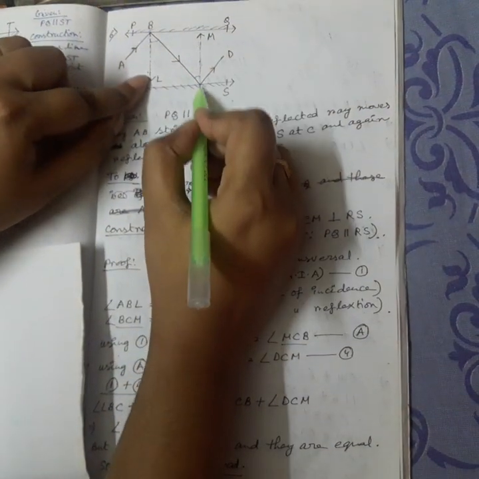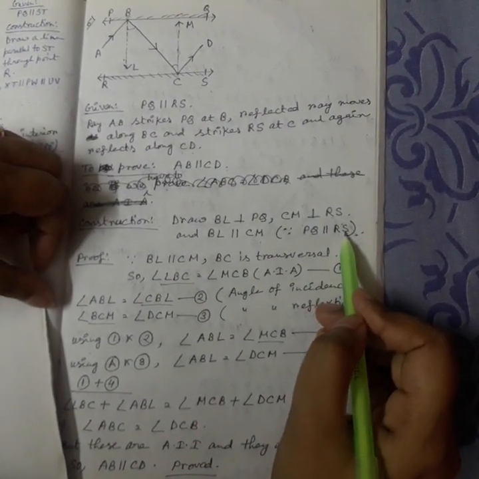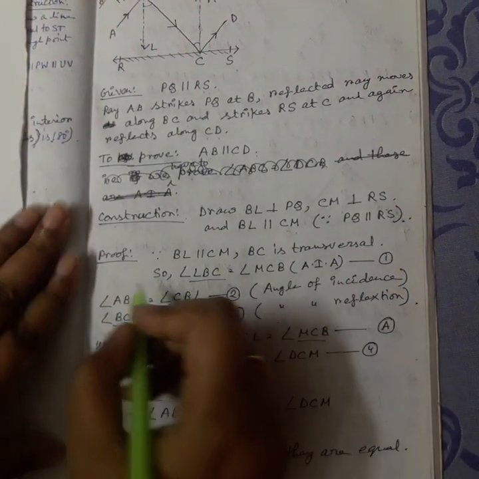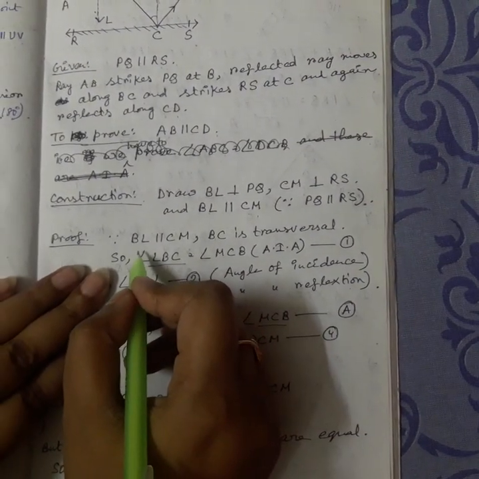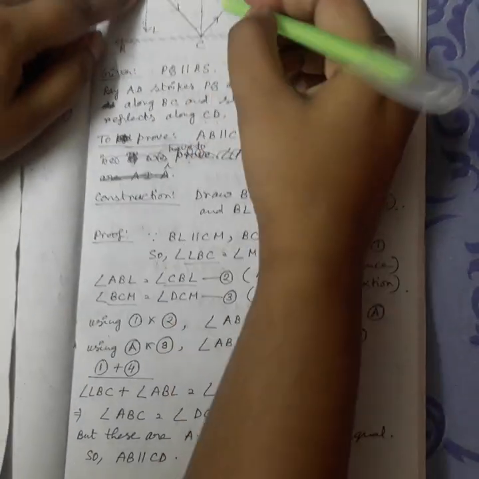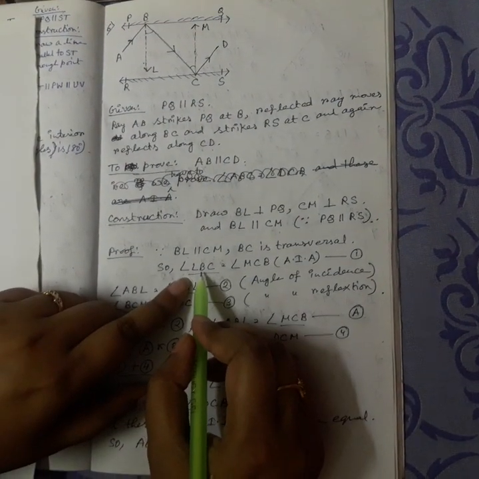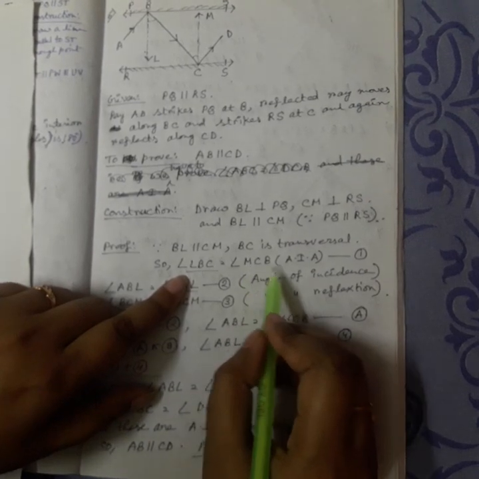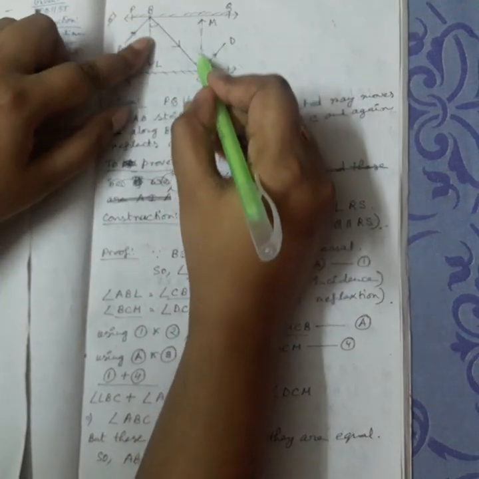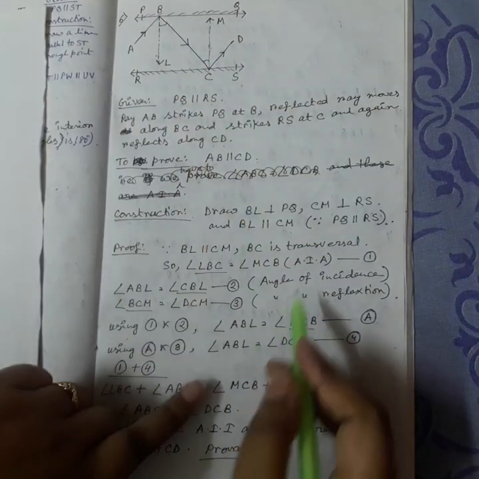So if these two are normal, that means BL is parallel to CM, that is also we have written. Since PQ is parallel to RS, so BL will be parallel to CM. So in construction we have written this. Now proof. So what we will write, since BL is parallel to CM and BC is the transversal, since these two are parallel and this is the transversal, so it's coming angle LBC equal to angle MCB. That means this angle equal to this angle. These two lines are parallel and this is the transversal. So these two angles are forming alternate interior angle.